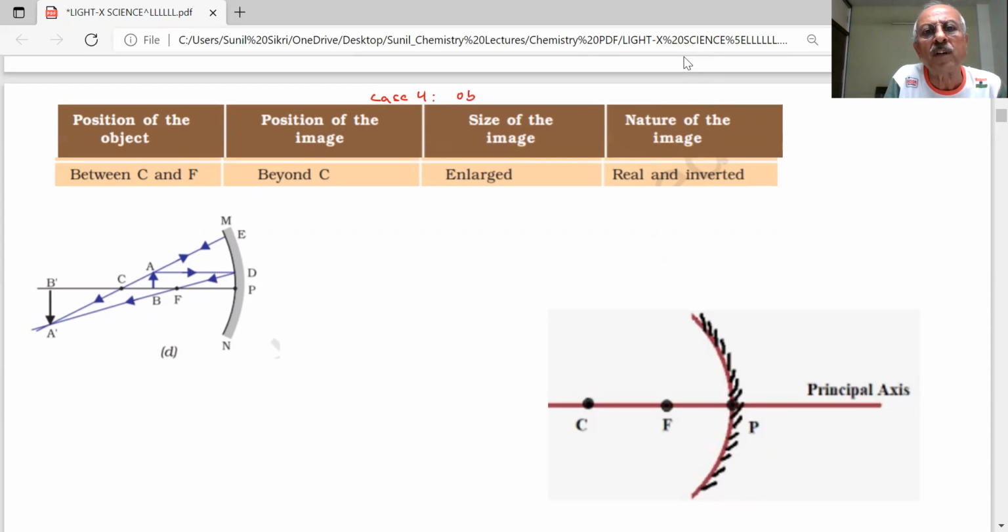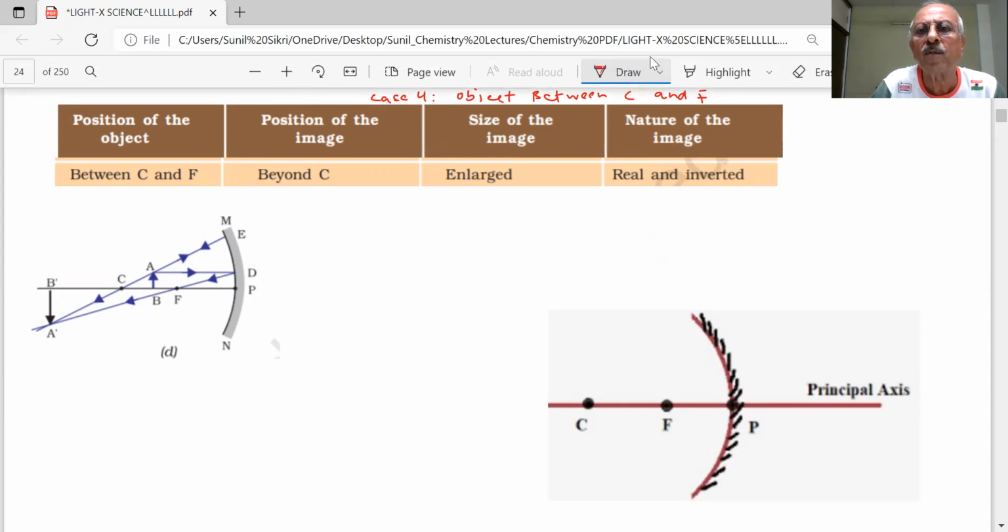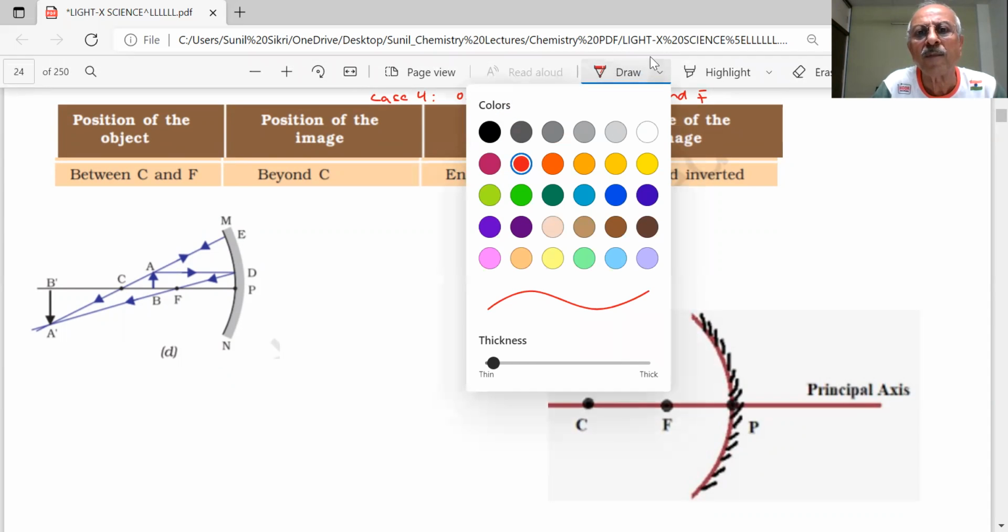When the object is between C and F, that is, between the center of curvature and the focus, we have to see the position of the image, the size of the image, and the nature of the image. All right, students, how will we use this?